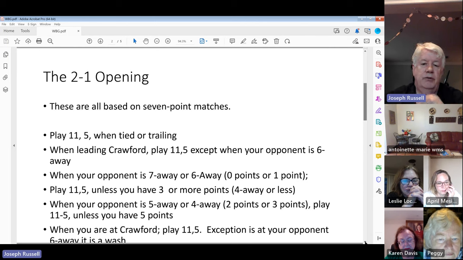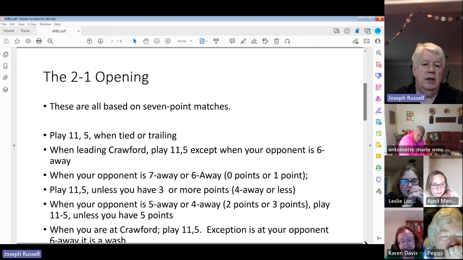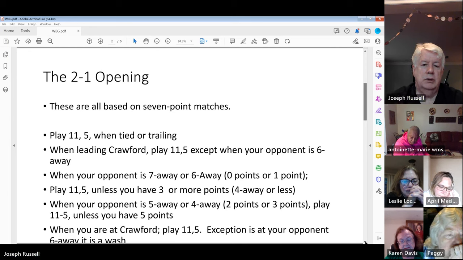When your opponent is 7 away or 6 away, play 11-5 unless you have 3, 4, or 5 points. So another one easy to remember. If they're 7 away or 6 away, I need to have 3, 4, or 5 points. So another way to look at this is, if they're 7 away, I need a 3 or more point lead. And if they're 6 away, I need a 2 or more point lead. Okay.